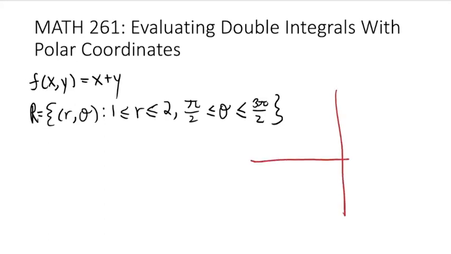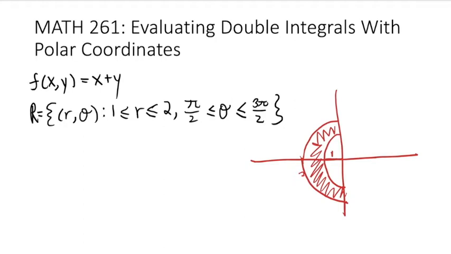And that is going to look like, it's going to go from pi over 2, which is located right here, to 3 pi over 2, which is down here. And it's going to have a radius of 1. So we'll call this 1 to a radius of 2. So it's going to create like a donut. And this is the region we're working within.